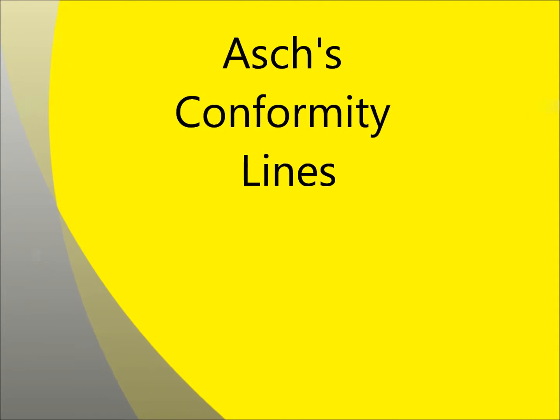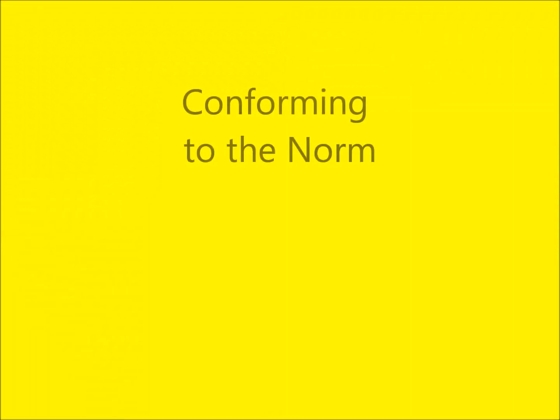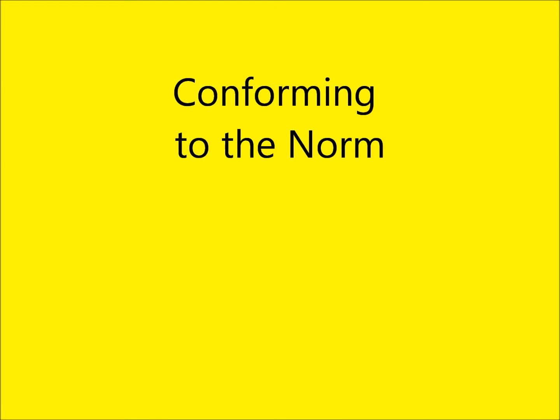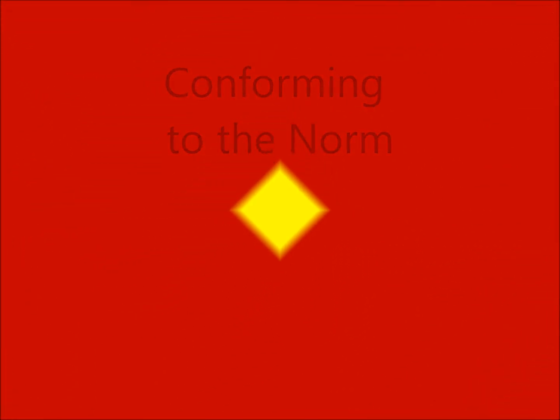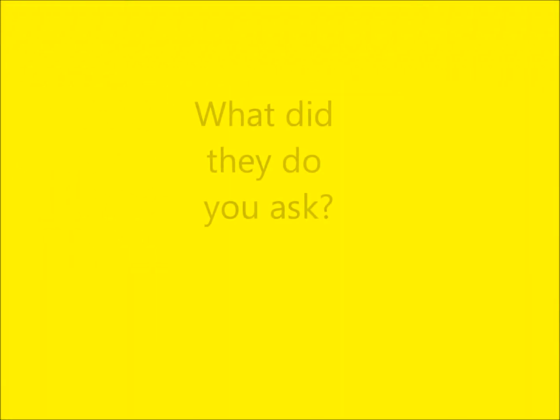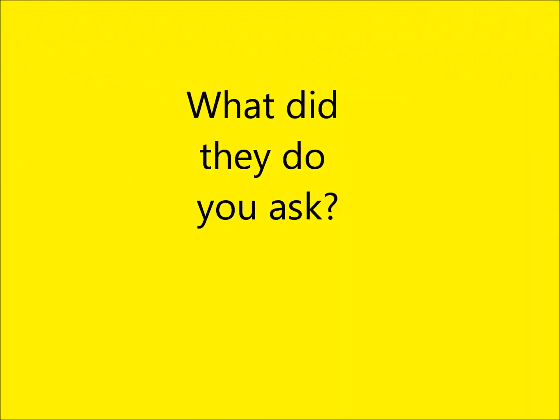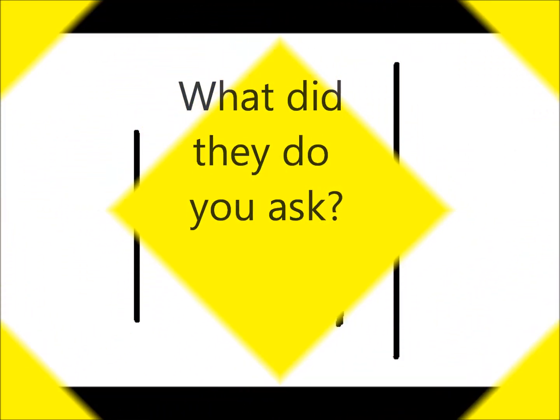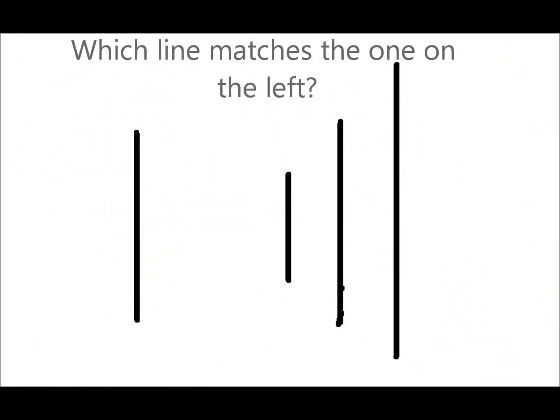Asch's conformity lines experiment. This is about Solomon Asch and his experiment, which is based on having Confederates and a control group of one person, wondering if the person in the control, the one person, will conform to the group of people.